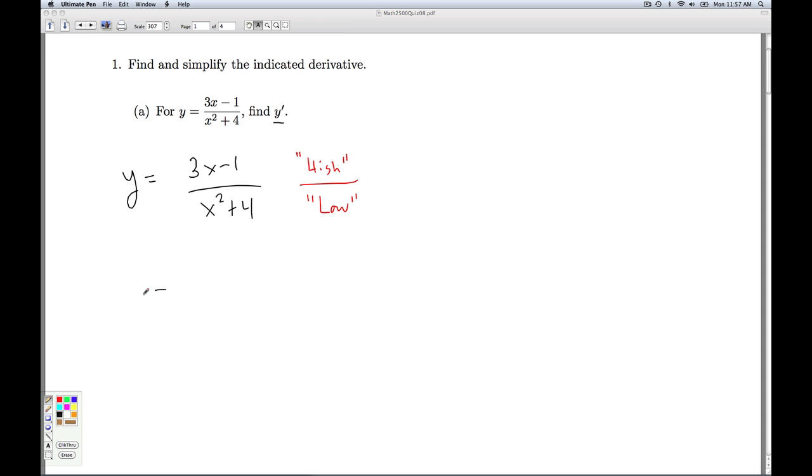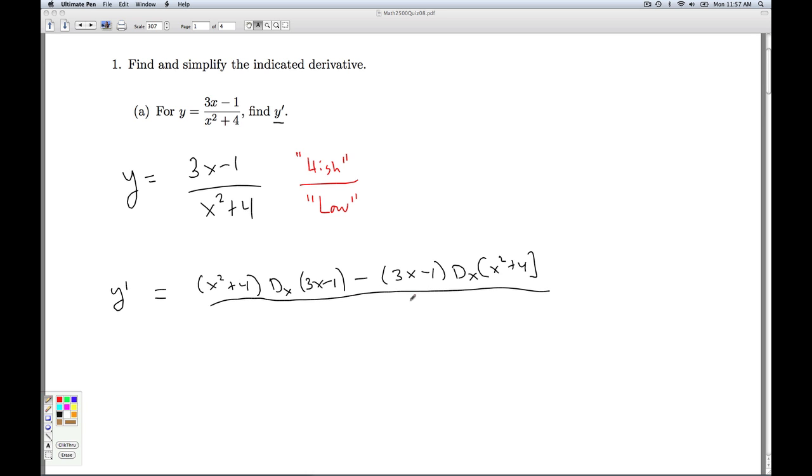And so quotient rule says y prime equals low d high minus high d low, you square the bottom and away we go. Alright, so that's your quotient rule.